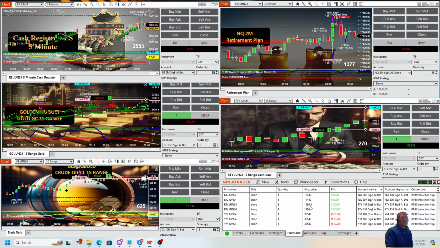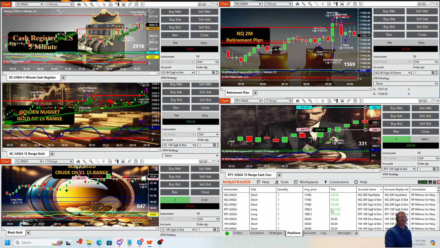Let's take a look at our positions. We're in the YM, the RTY, the NASDAQs. All the 30 ranges jumped in. They all jumped in. It looks like they're short.